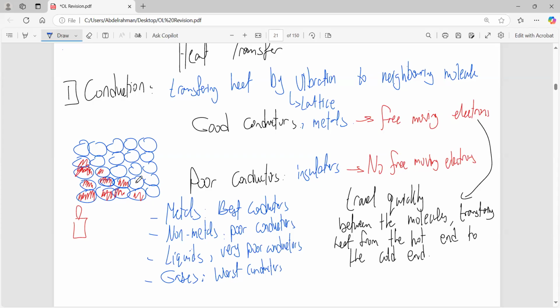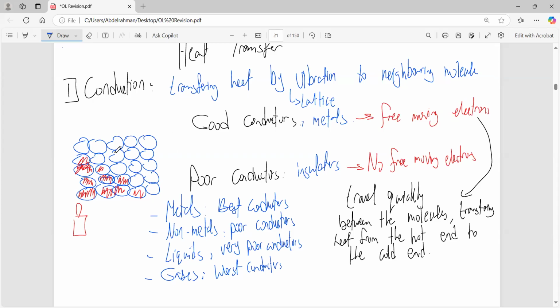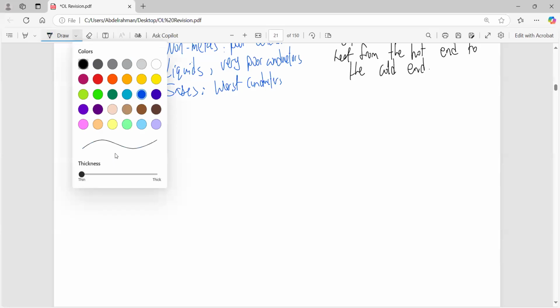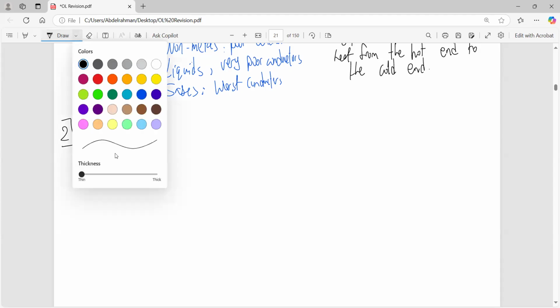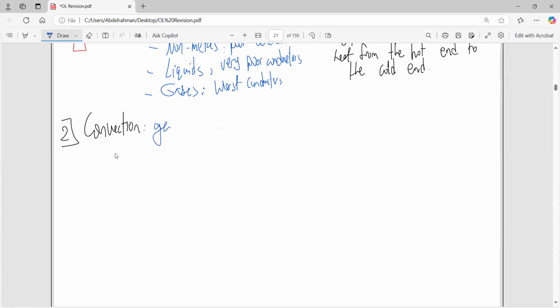Okay, so we talked about conduction. What about convection? Convection usually happens in gases and liquids.